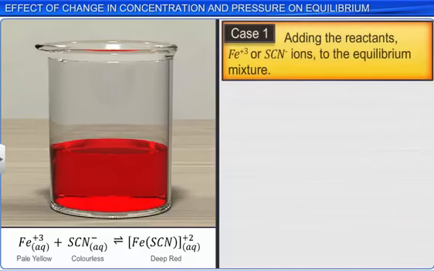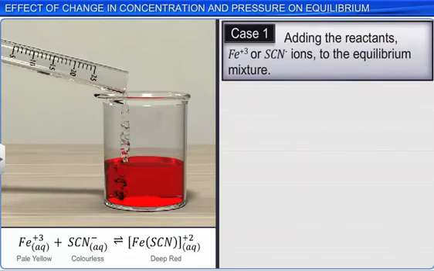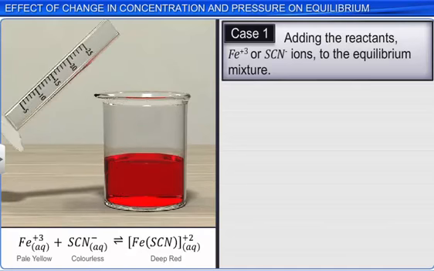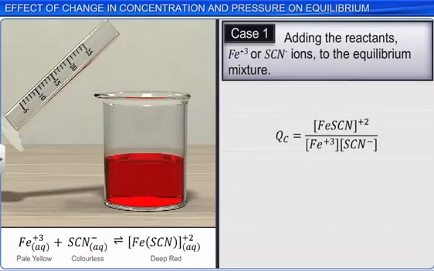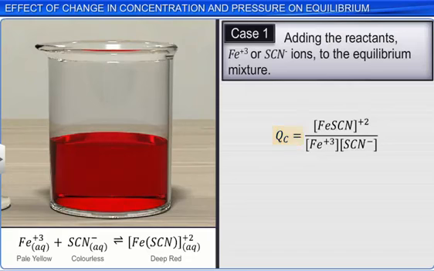Case 1. Adding the reactants Fe+3 or SCN- ions to the equilibrium mixture. Suppose you add a few ml of a solution containing soluble Fe+3 or SCN- ions to the equilibrium mixture. You can see that the color of the solution becomes darker. The reaction quotient at this stage of the reaction is given by Qc is equal to concentration of FeSCN+2 divided by the product of concentration of Fe+3 and SCN- ions.